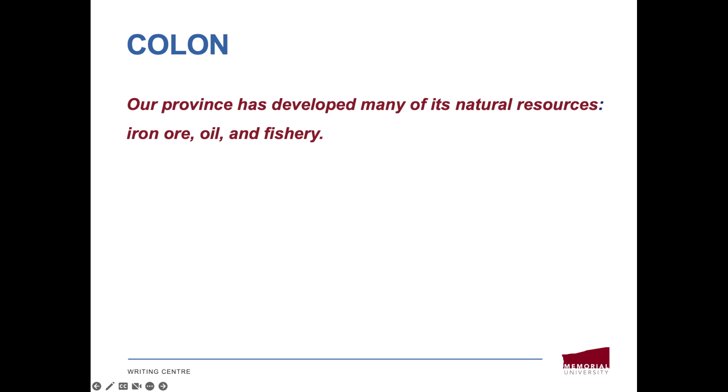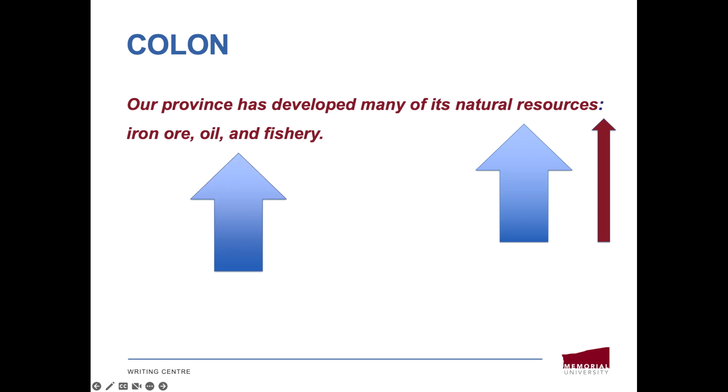Take a look at the sentence example. Our province has developed many of its natural resources: iron ore, oil, and fishery. There is a colon used in this sentence. Why? Look carefully at the content before the colon and after the colon. Before the colon, the content is noting that the province has numerous natural resources that they develop. When you look at the information following the colon, there is a list of the developed resources.